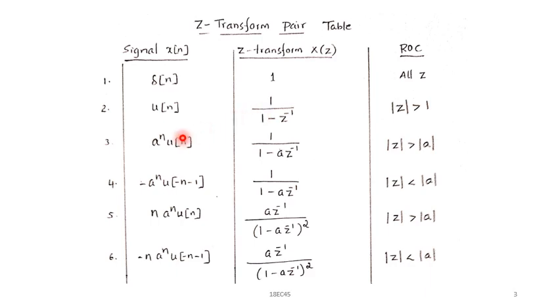The third signal we will consider is a to the power n into u of n, and its Z transform is 1 by 1 minus a z inverse, and its ROC is given by the magnitude of z greater than the magnitude of a. So it is a right-sided sequence. For a right-sided sequence, the ROC is always outside the circle of radius a.